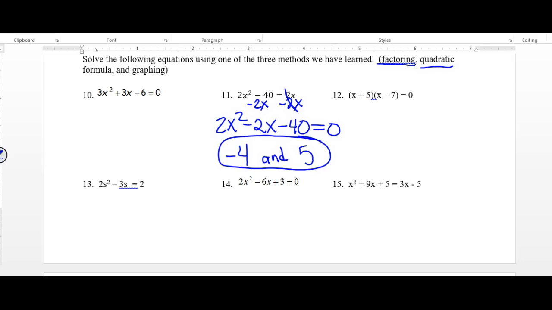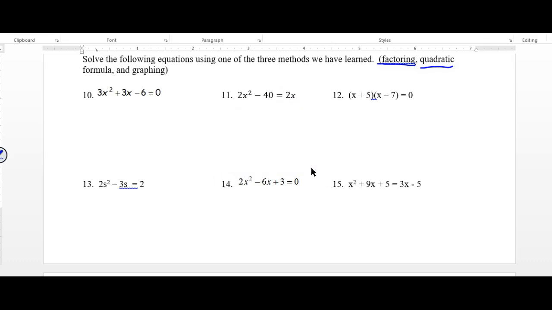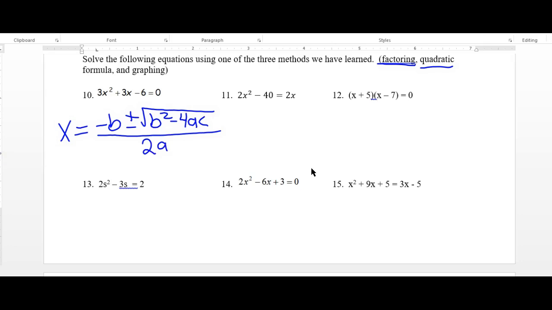Quadratic formula. Let's see, which one do I want to use? I'll do number 13. Quadratic formula, on your formula chart, it is x equals -b plus minus square root of b squared minus 4ac over 2a. Equation down here has to be in, I'm going to run out of time. I'll have to come back to this in a little bit.